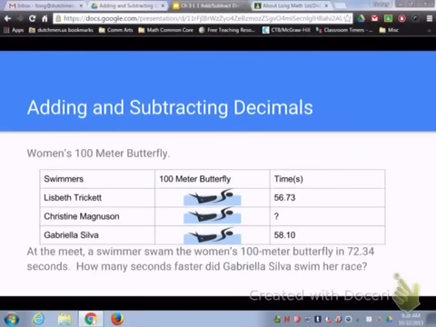So here's another question using the same chart. At the meet, a swimmer swam the women's 100-meter butterfly in 72 and 34 hundredths seconds. How many seconds faster did Gabriela Silva swim her race? So if we look at Gabriela Silva's time, it's 58 and 10 hundredths. So if we wanted to know how much faster that time was than the 72 and 34 hundredths, we would need to subtract those. So the first thing that we would do is write our problem, making sure that our decimals are lined up.